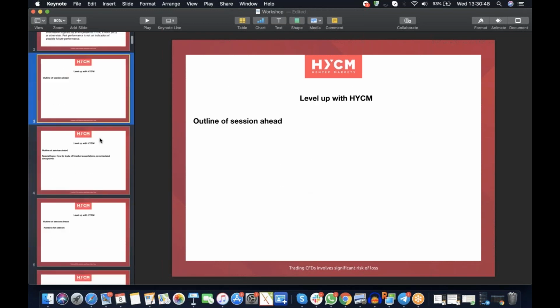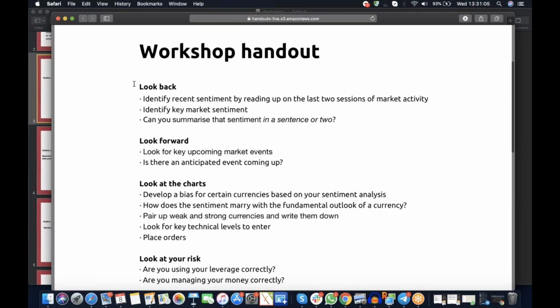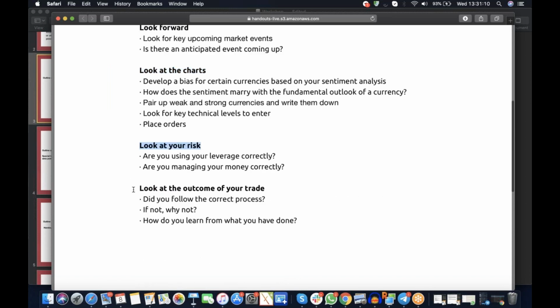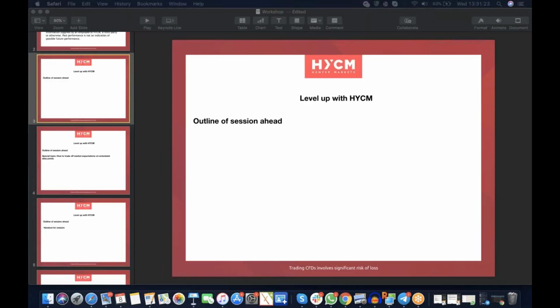In terms of what we are going through, if you look at your handouts, there is a handout panel. There's two of them: a central bank overview and the workshop handout. If you open the workshop handout, you will see here an analysis of the 5 key principles I'll be looking at through the session. We'll be looking at these 5 principles in order to ascertain which is the high probability currency pair for trading. You can print this out and leave it by your trading desk to help you with your analysis.